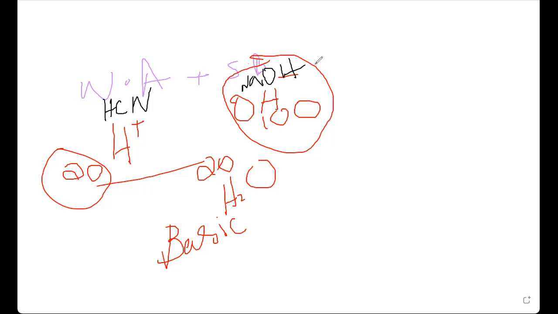You don't have to work on the product, but you should know that you will get basic solution here because you have used a stronger base. Because in this case, you will get some ethanoate or cyanide salt, which is not included at this point. So you don't have to work on the product here. So this is the example of another titration. The final solution will be basic.